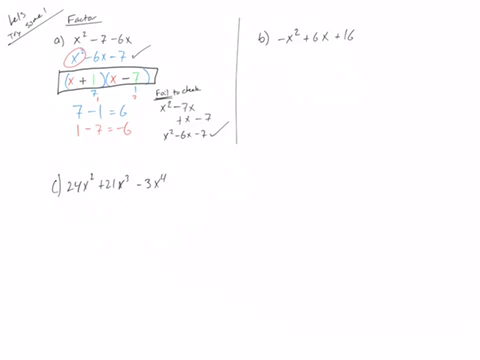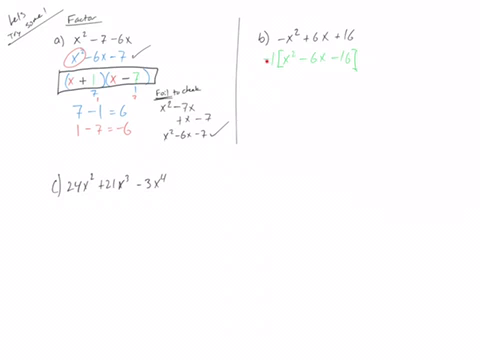Now this next one is just a slight bit different because notice that my coefficient here on this x squared is negative. So the first thing I'm going to do before I do anything else is make that positive. So I'm going to factor out a negative 1. Think about just factoring out negative 1 times what will give me all of this? Well, it would be x squared minus 6x minus 16.